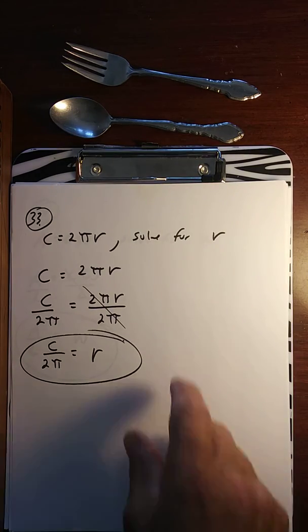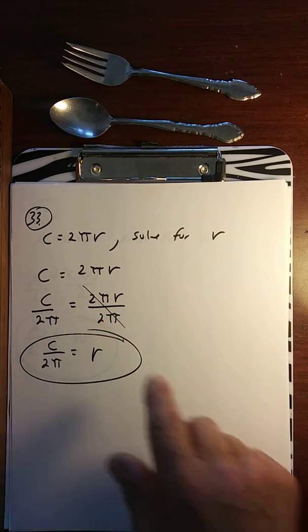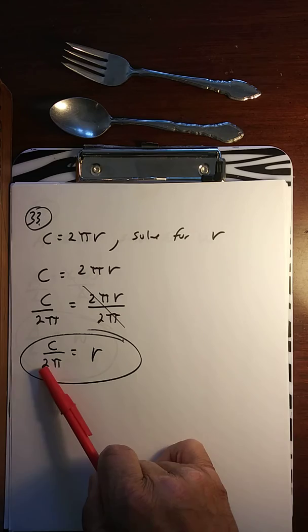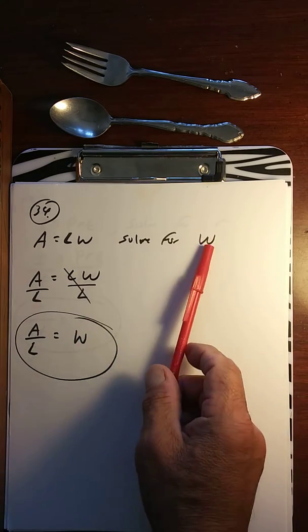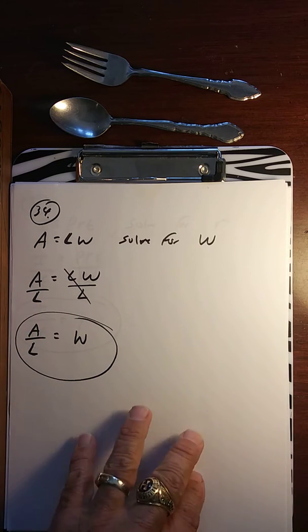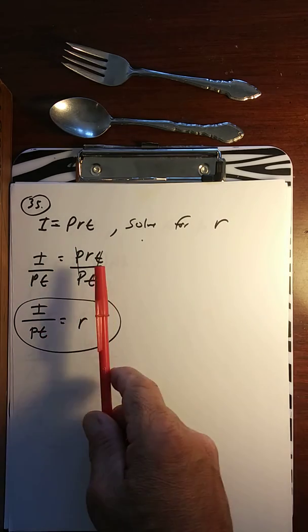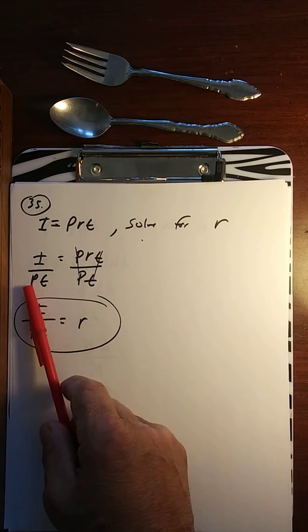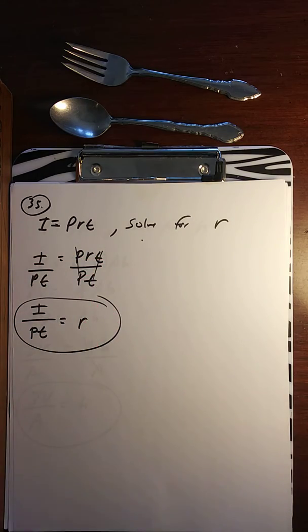C equals 2 pi r, solve for r. Divide both sides by 2 pi. These are gone. So what's left over is C over 2 pi equals r. A equals LW, solve for W. So divide by L, divide by L. A over L equals what? W. I equals PRT, solve for R. So we're going to divide by P and T right there. I over PT equals, these are gone, left over is R.